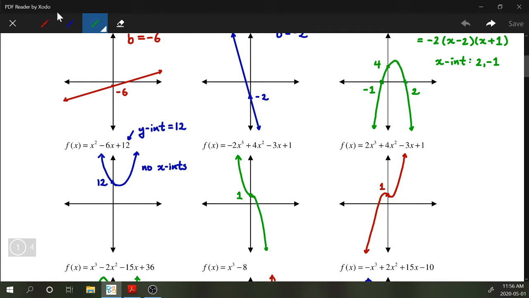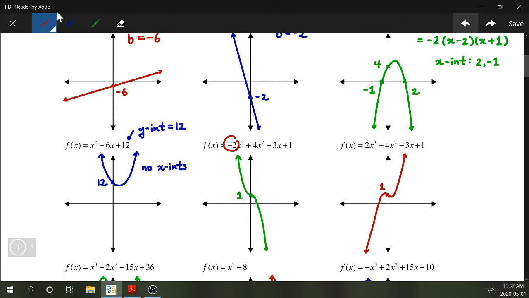The example right next to it, 2x cubed plus 4x squared minus 3x plus 1, has a positive leading coefficient, so it's going to be increasing as you move from left to right. So it's going to come in from quadrant 3 and then quadrant 1, and its y-intercept is just going to be 1. You'll notice that these two graphs, even though they're very similar algebraically, there's only one difference.